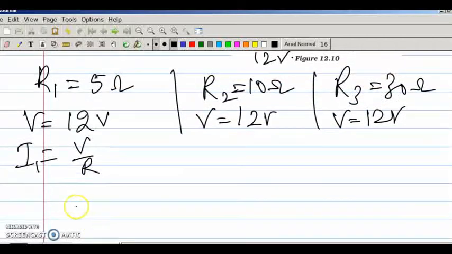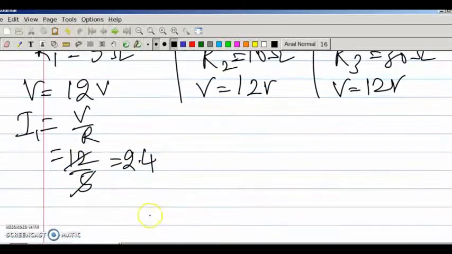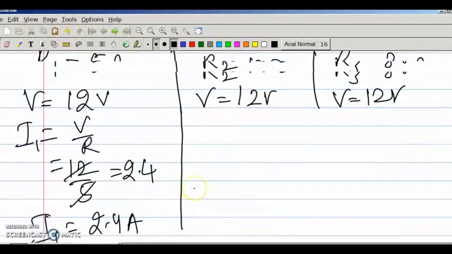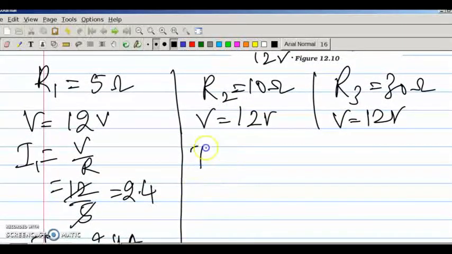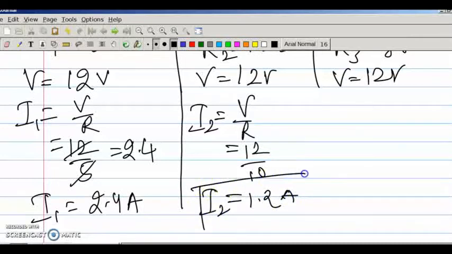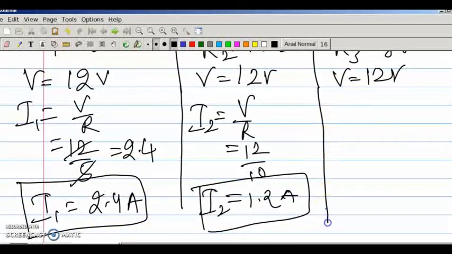Now that will become V is 12 by 5, and 5 2s are 10, 5 4s are 20. So I1 is equal to 2.4 ampere. Next, we calculate I2 here. We employ the same thing, V by R. What is V, children? That's 12 by 10, which is equal to 1.2 ampere. So I2 is 1.2 ampere, and this was 2.4 ampere. Very fine.